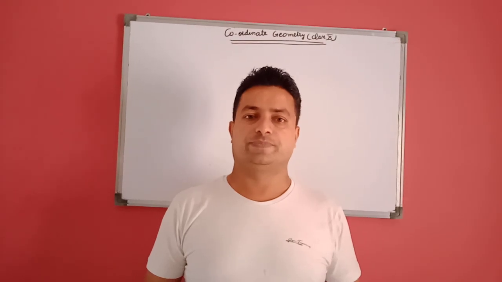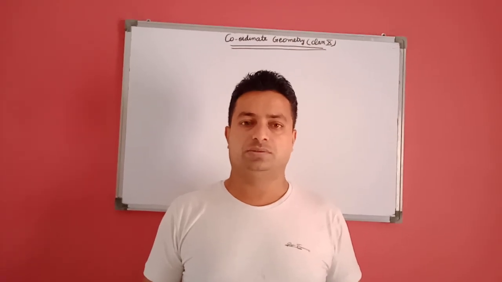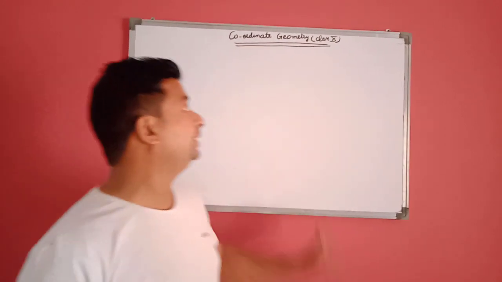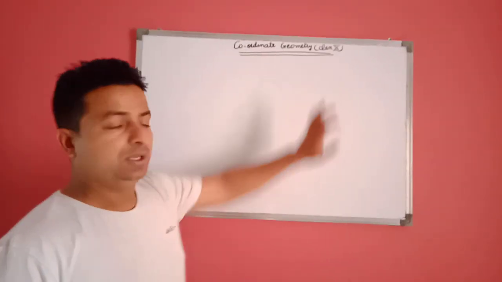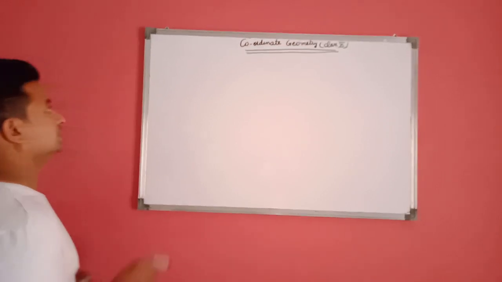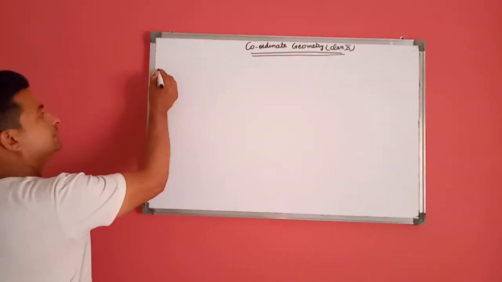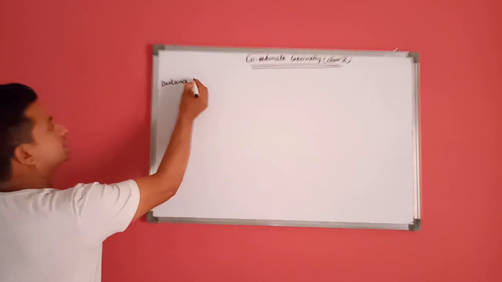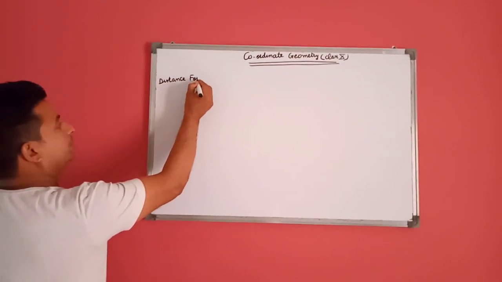Good afternoon, students. Today we will start chapter number 7 of class 10th, that is coordinate geometry. In this chapter, first we find a relation, that is the distance formula.